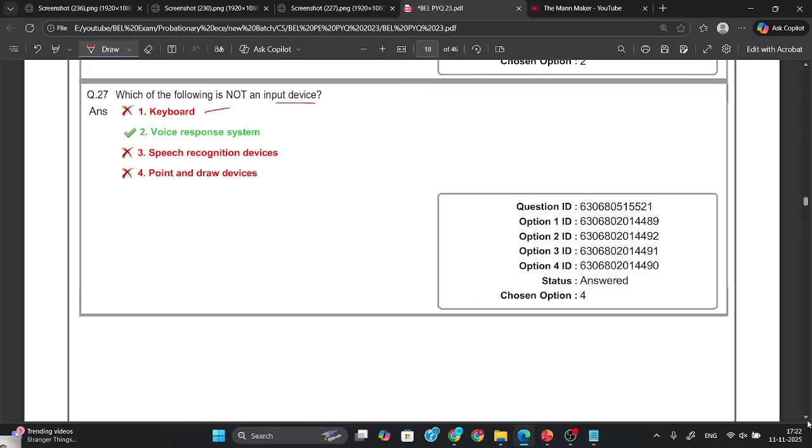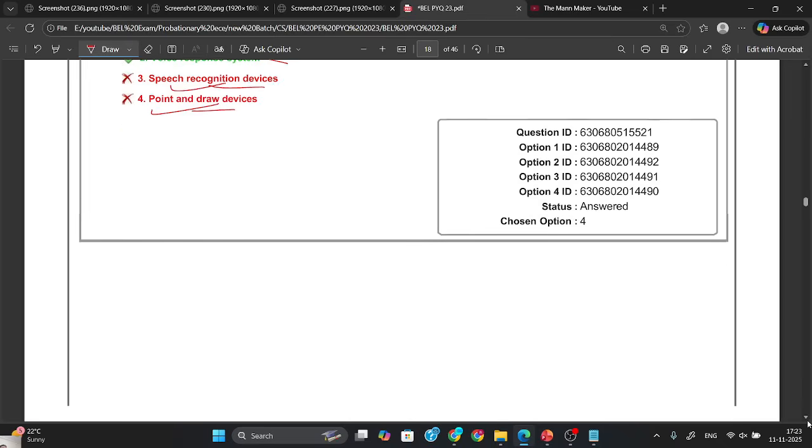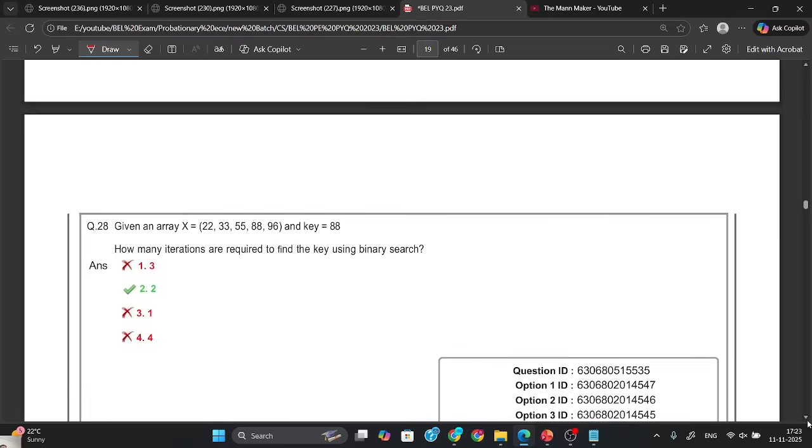Now, which of the following is not an input device? Keyboard is an input device, speech recognition device is an input device, pointing device is also an input device. But a voice response system like a loudspeaker is an output device. So option B is your right answer. This is the fundamentals of computers.